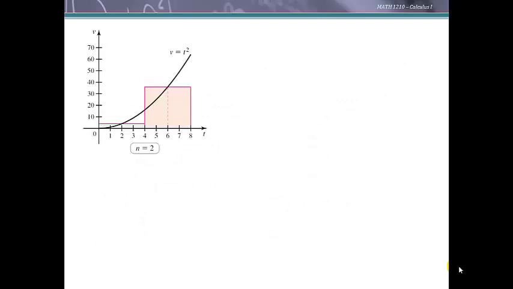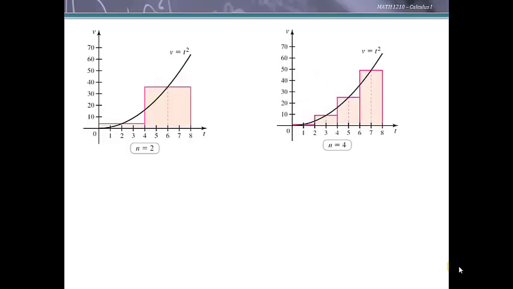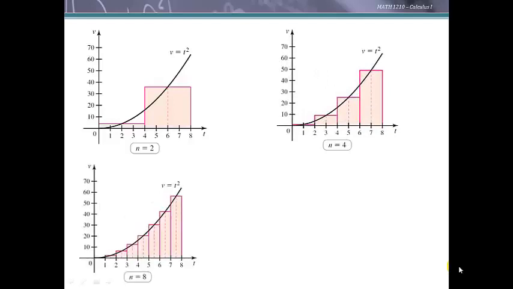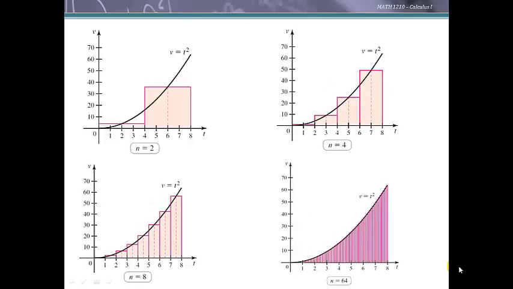So if we did that for n equal 2, we could compute velocity times time in 2 different places and sum those up, and we would have an estimate. We would do better at 4, and of course if we did more rectangles we're doing better. If we did 64 rectangles, we've got a pretty good approximation.